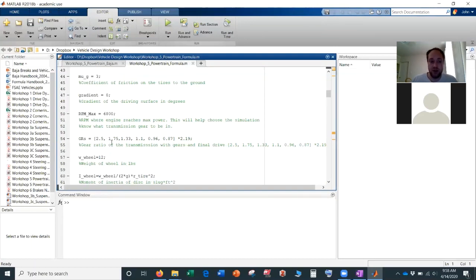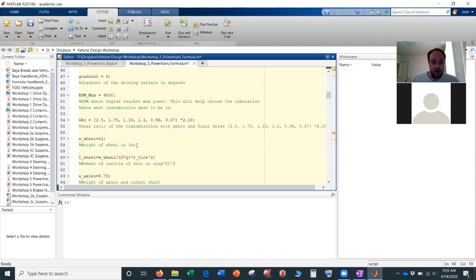Here are the different gear ratios in our Formula gearbox. And then there's also a final drive, right? That's why it's multiplied. So keep in mind, these do not matter at all. Like, oh, look, this one goes over 1. That means nothing. It's all multiplied by 2.19, right?